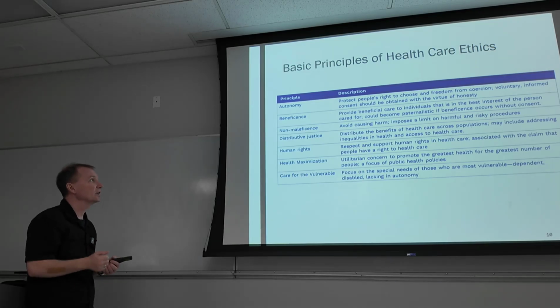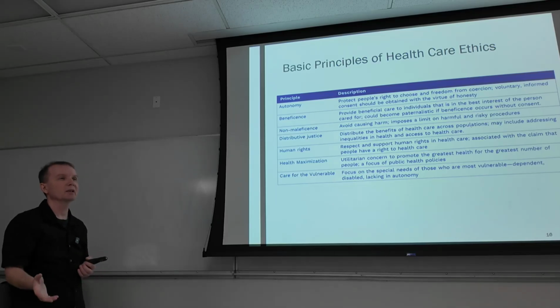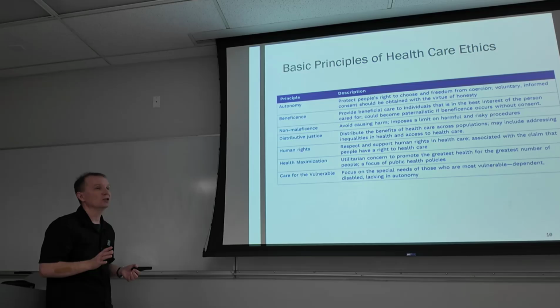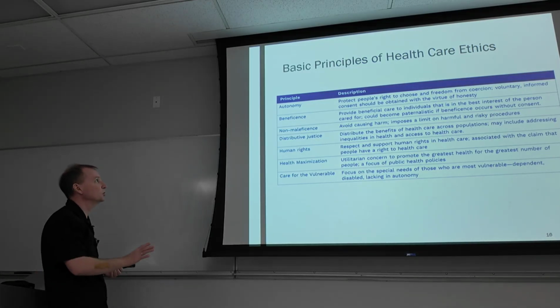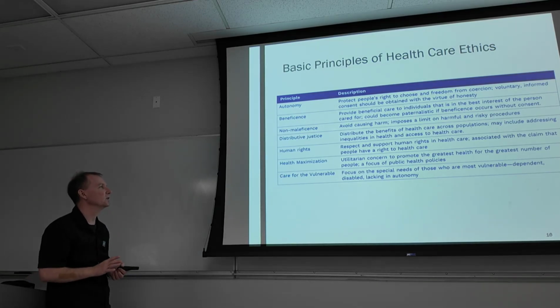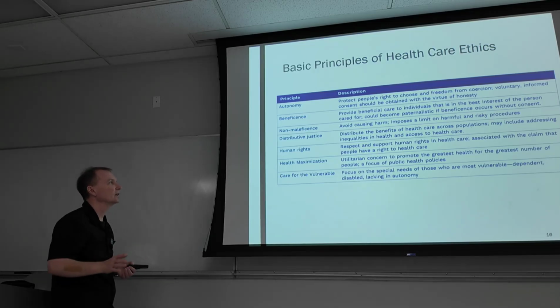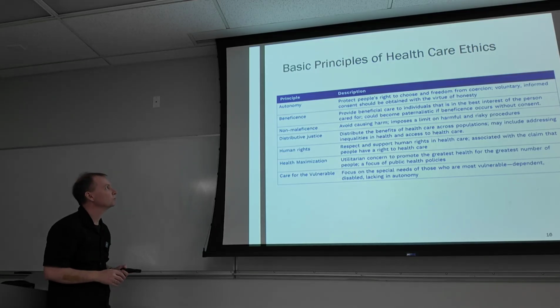Non-maleficence. Well, in this case, avoiding harm. So the emphasis here is not so much on doing benefit as avoiding harm to the person. Several other issues which we will also see in terms of social justice. Distributive justice. Distribute the benefit of healthcare across populations. May include addressing inequalities in health and access to healthcare. Big issue in this country, huge issue.